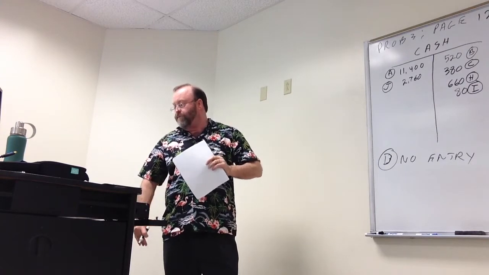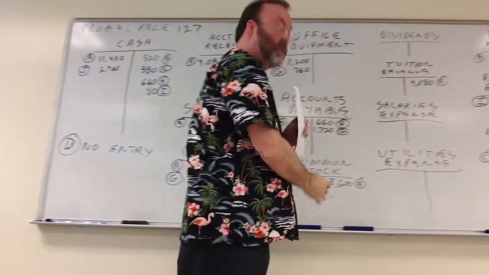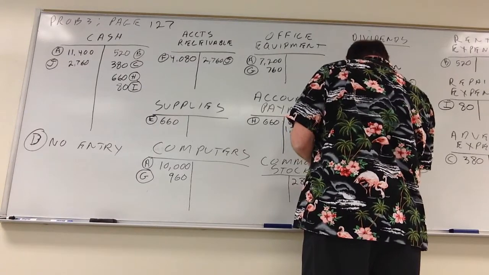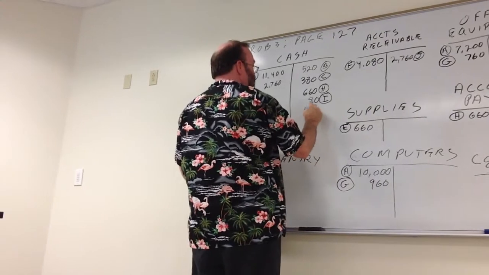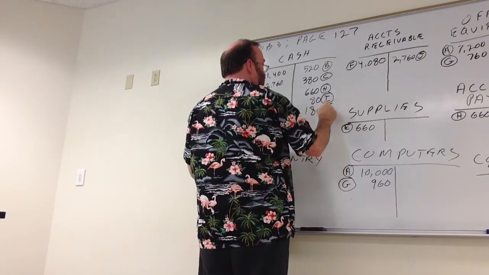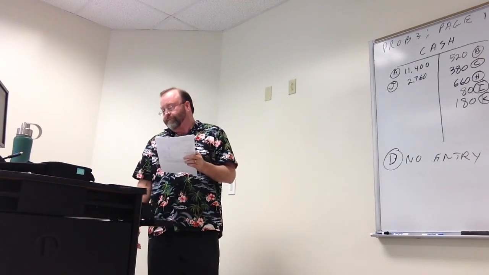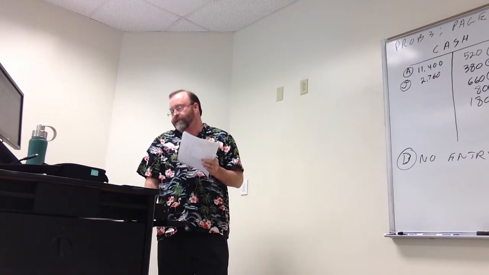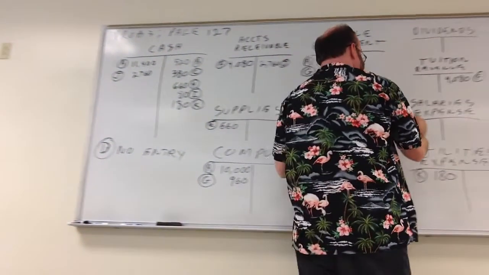K, paid the utility bill for the current month, $180. Utility expense, $180. And just like our vendors, CPS requires cash. L, paid an assistant, 1 week's salary, $880. Salaries expense is the debit.